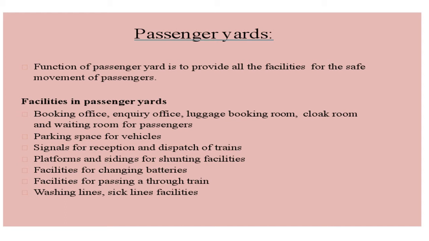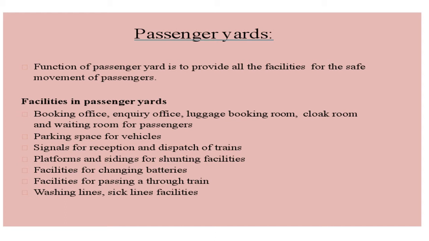We'll be having the booking office, the enquiry office, the luggage booking room, the clock room, then parking space for waiting of vehicles, then platforms, and sidings for shunting facilities. Shunting means the process of sorting items of the rolling stock into a complete train. That can simply be said as the attaching and detaching of coaches.